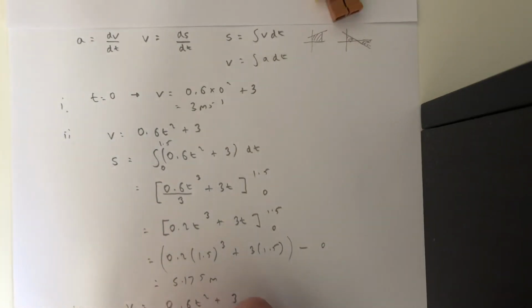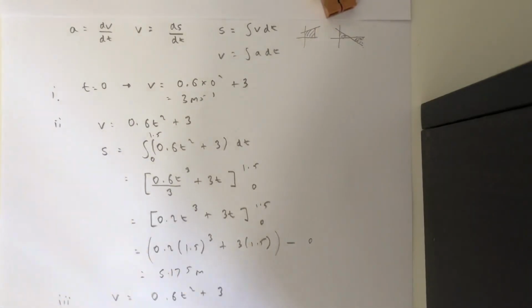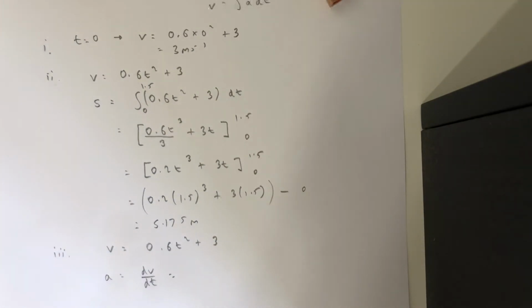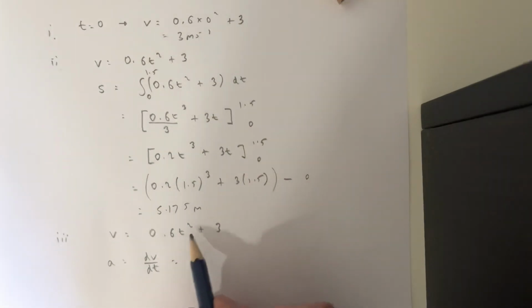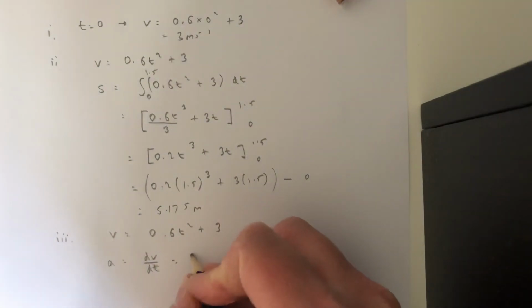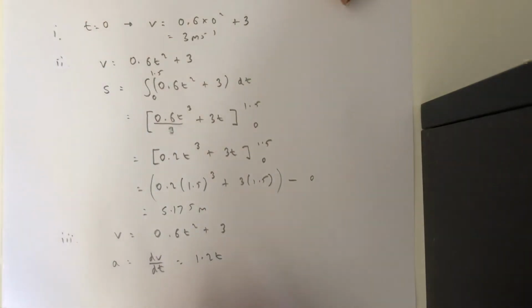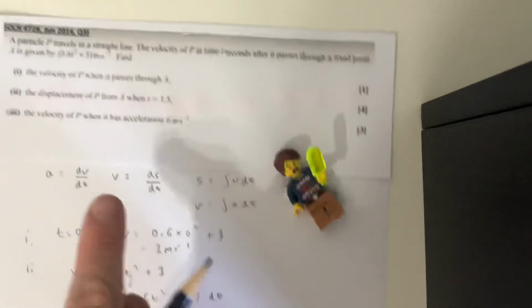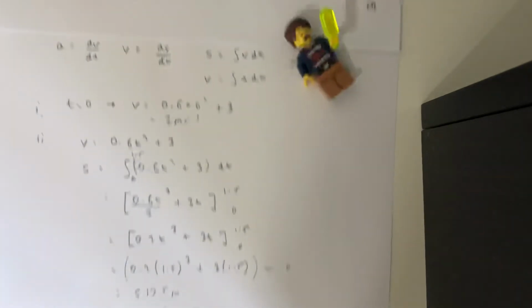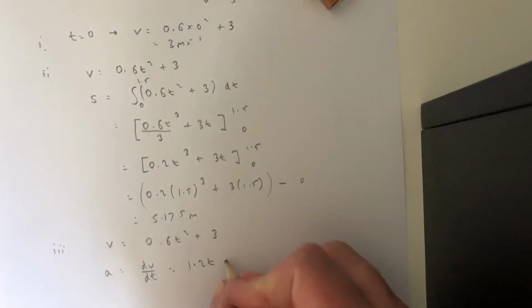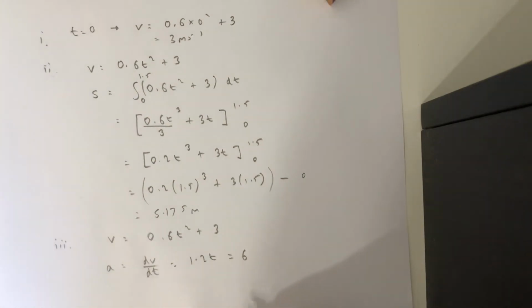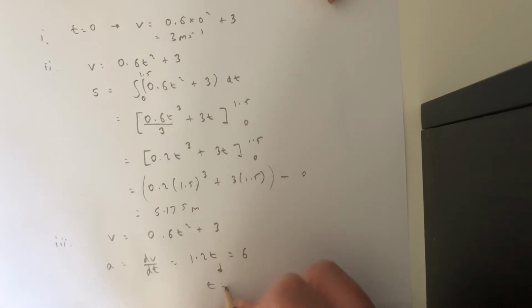So acceleration is dv by dt. So we're going to do a bit of differentiation. We'll differentiate 0.6 t squared plus 3. Bring the 2 to the front, so it gives me 1.2 t, the 3 disappears. We know from the question, it's saying when it has acceleration 6 metres per second squared, so that's going to equal 6. And so from that, we can work out that t must be 6 divided by 1.2, which is 5 seconds.